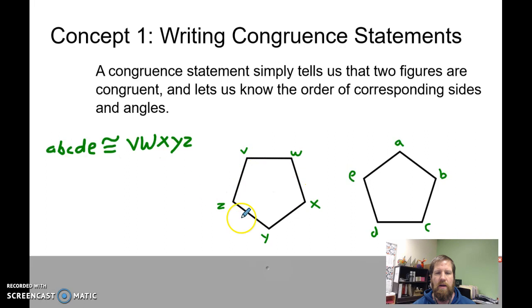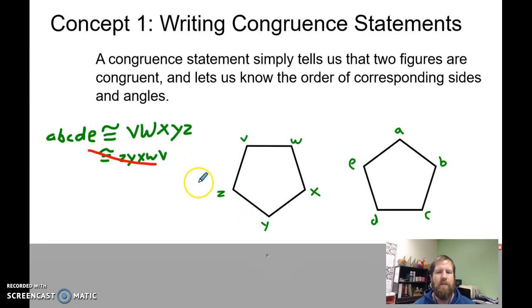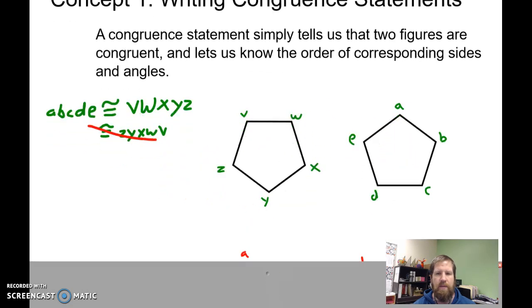Keep in mind that these do have to be in the right order. I could not say that A, B, C, D, E is congruent with Z, Y, X, W, V. That would not be true, right? That would not be the case because it's going in the wrong order. It's got to maintain the same order going around the figure. This is fairly easy to see with these pentagons, since they're the same size.